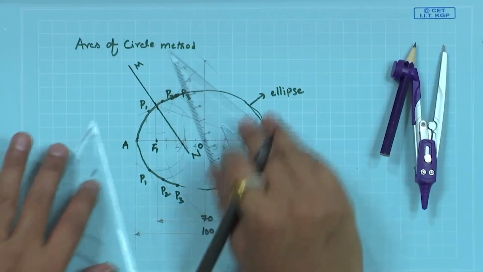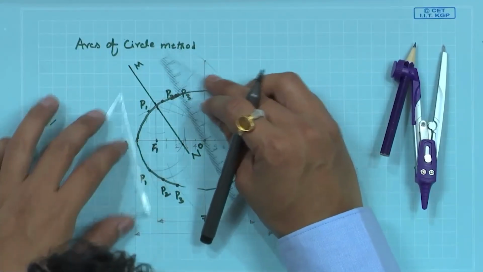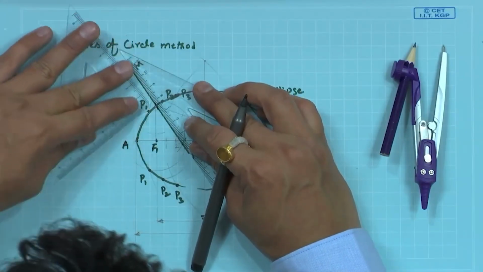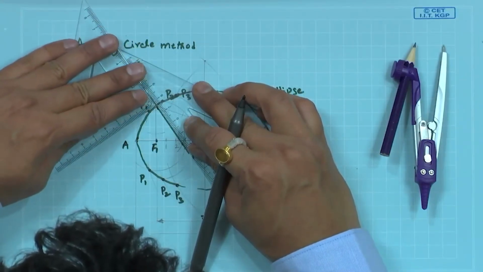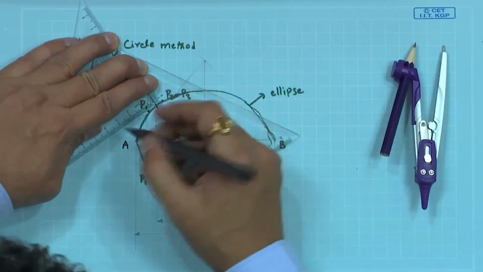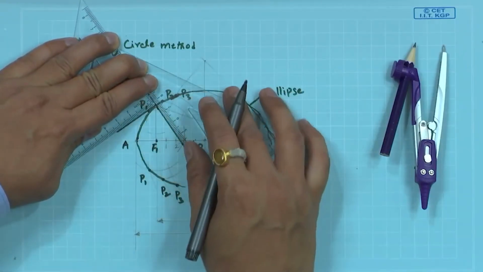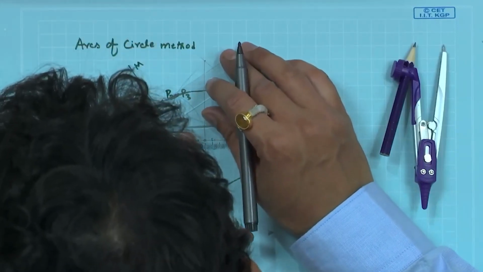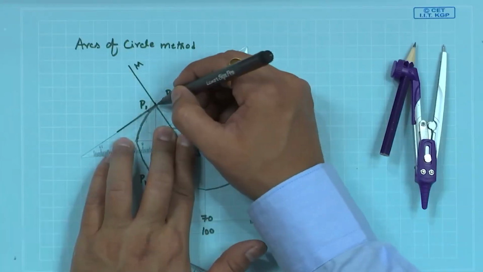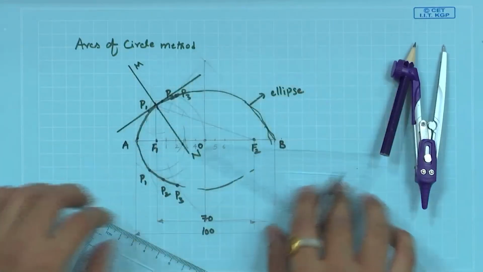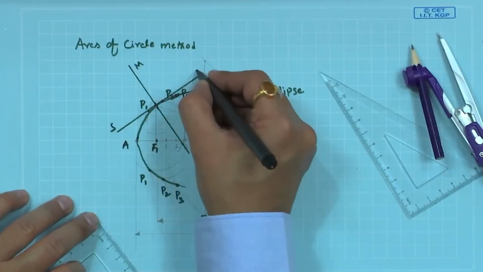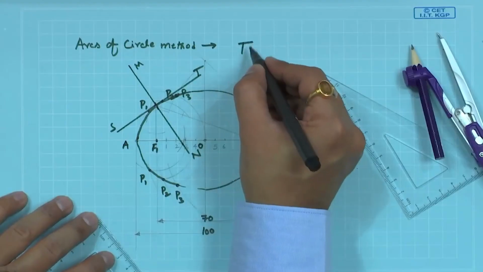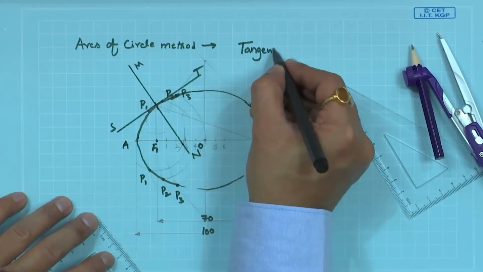So, we can use a set of squares, align them, or perhaps your drafter is the best way to construct these perpendicular lines, and extend this line. So, we have this tangent ST. With the arc of circle method, we have learned how to construct both tangent and normal.